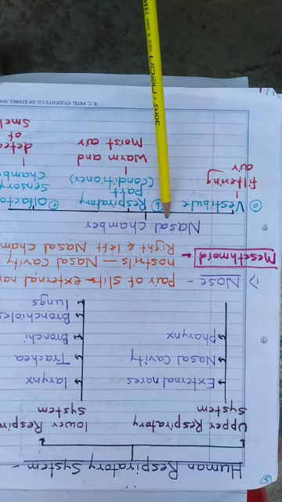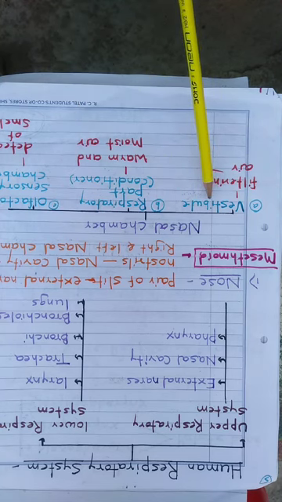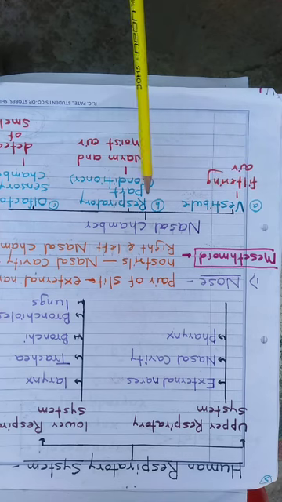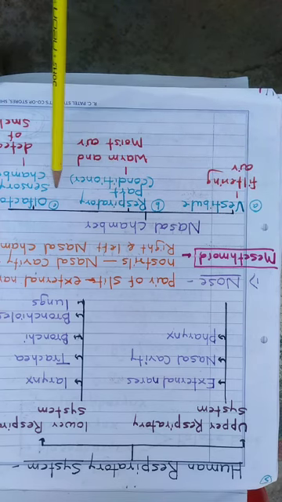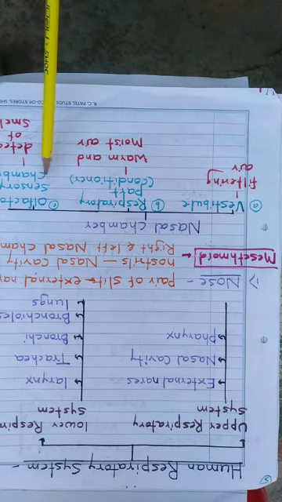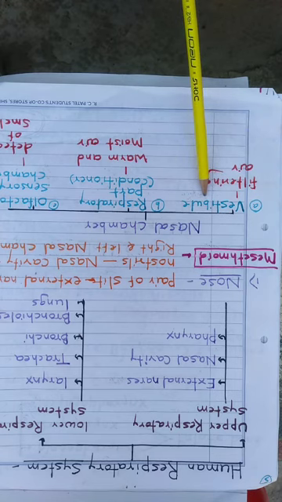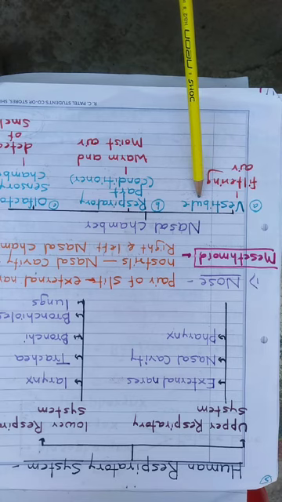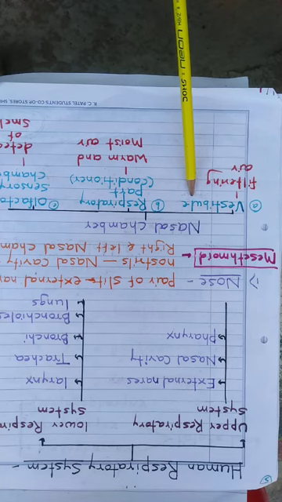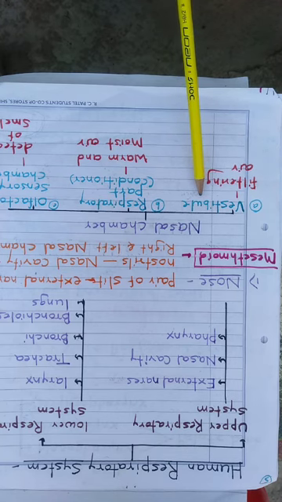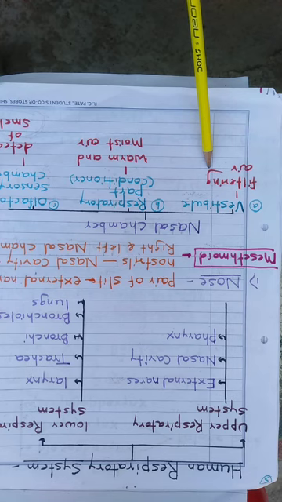Each nasal chamber is divided into three parts: the vestibule, the respiratory part or conditioner, and the third part, the olfactory or sensory chamber. These are the three parts of the nasal chamber. The first part is the vestibule. The vestibule is the proximal or anteriormost part of the nasal chamber. It has hair, and that hair traps dust particles from the incoming air. Therefore, the function of the vestibule is filtration of air.